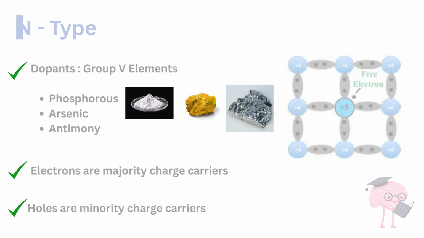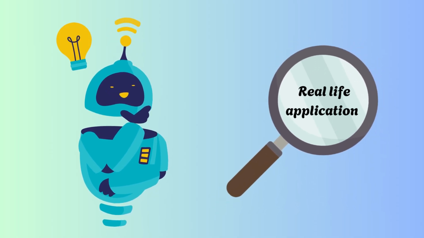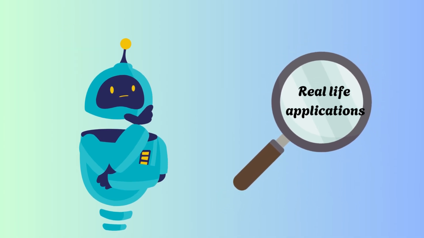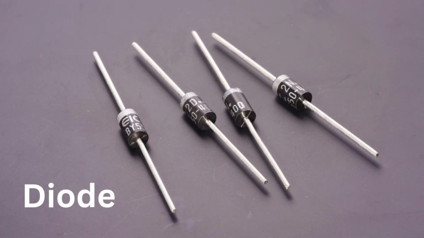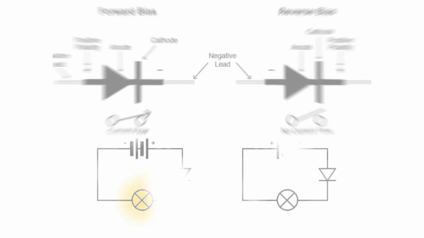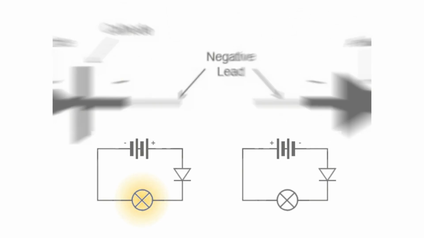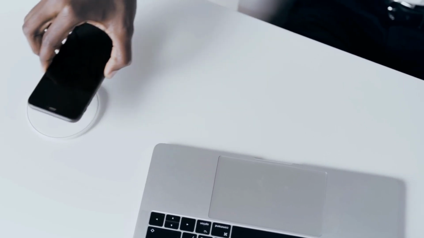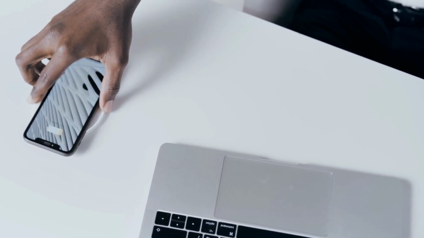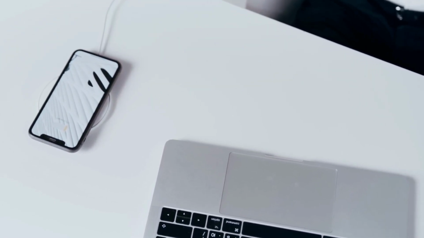Now that we know what semiconductors are and how p-type and n-type are formed, let's see where we actually use them in our daily lives. The first and simplest device is the diode. It allows current to flow only in one direction. Where do we use it? In chargers and power supplies. Whenever you plug your phone into charge, there is a diode inside making sure the AC current is converted into DC.